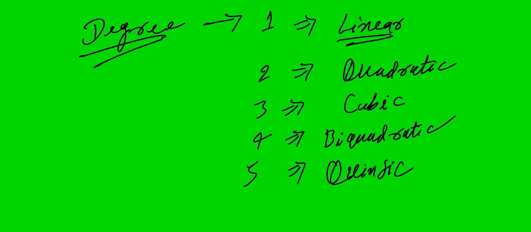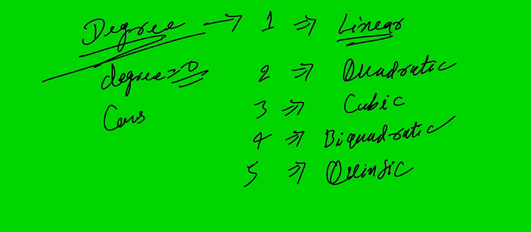Quintic polynomial. Here the question is, if the degree is 0, then what will we call it? If the degree is 0, then it is called a constant polynomial. This is very important.